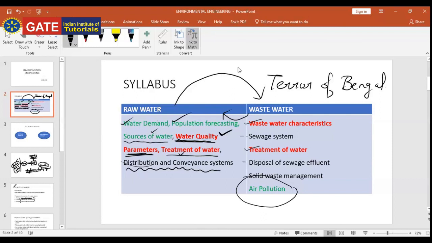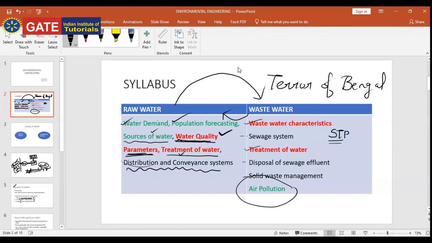Got it? So we have to study the different possible characteristics of a wastewater, and then we'll study the sewage system. How can we collect this wastewater? You people know what sewage is, right? Sewage is the water that comes out as waste. We have to collect it using a sewage system. We'll have pipelines to collect it, and we'll convey it together to a sewage treatment plant. We call it an STP, a sewage treatment plant.